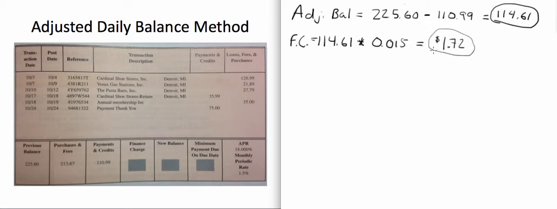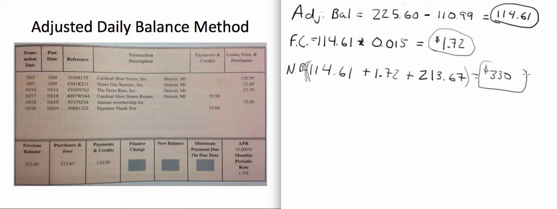Okay, so this becomes our finance charge, and then to figure out our new balance, we add the adjusted balance, 114.61, plus our finance charge of $1.72, plus any new purchases and fees, 213.67. Adding all these three numbers up, we get an answer of $330, and that becomes our new balance. So we used our adjusted balance to figure out the finance charge, and the finance charge helped us figure out the new balance. Those two answers are the ones important for us to understand.